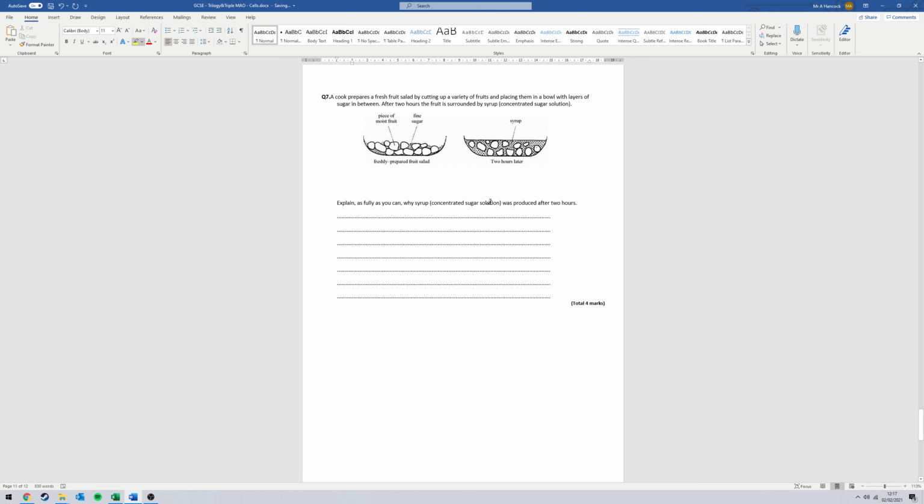Question 7. A cook prepares fresh fruit salads by cutting up a variety of fruits and placing them into a bowl with layers of sugar in between them. After 2 hours, the fruit is surrounded by syrup, which is concentrated sugar solution. Explain as fully as you can why syrup, concentrated sugar solution, was produced after 2 hours. And if you look here, he's just put fruit in the bowl with a bit of sugar, and later on it's come back and that sugar has dissolved to make some syrup.